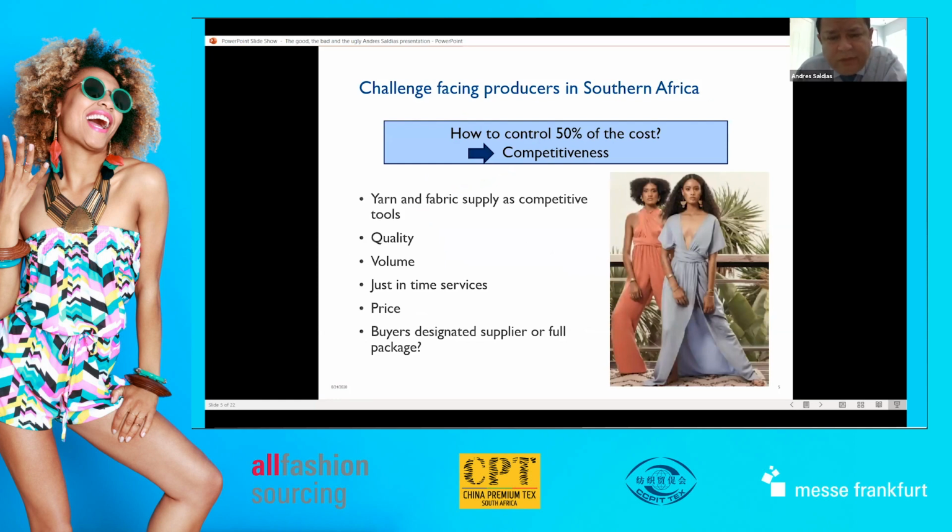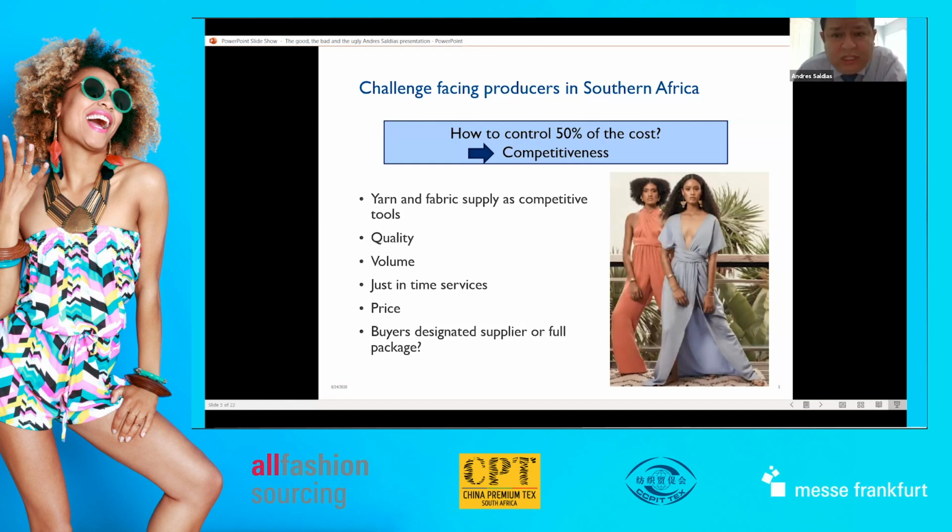The question then, in order to be competitive and get the attention of the buyers, is how to control 50% of the cost, which is the fabric. Now, we do understand that the majority of countries around the world, especially least developed countries, don't have an integrated value chain, like Indonesia. Indonesia doesn't even have cotton, but it's the 11th exporter in the world. How did they reach that? Because they learned how to control the yarn and fabric supply in terms of quality, volume, and just-in-time services, and buying from designated suppliers or becoming a full package.